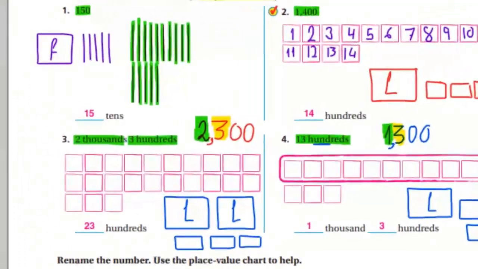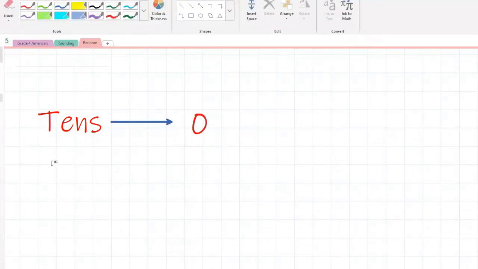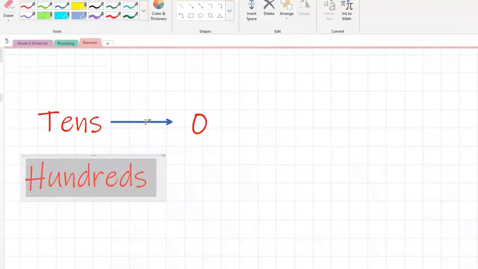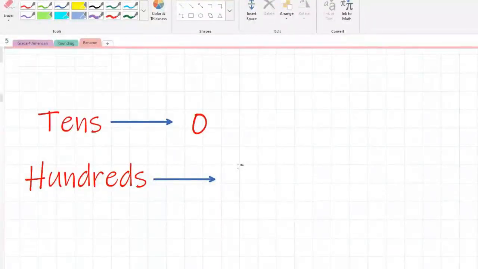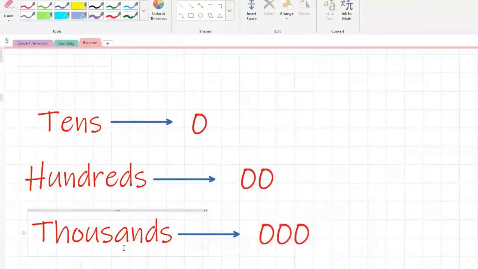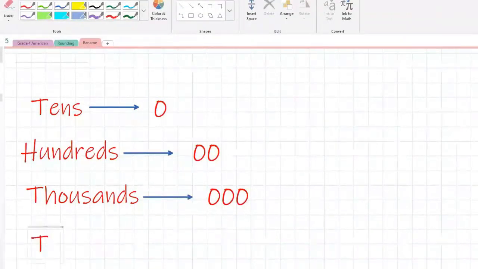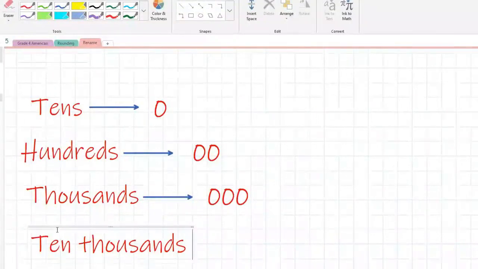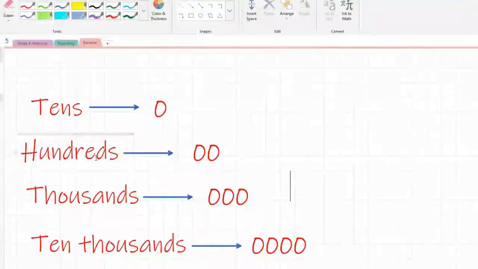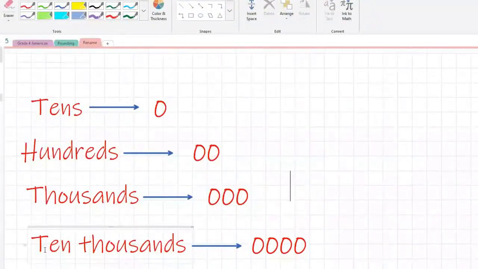It's like a game. If you see tens, write 0. And what about hundreds? We're going to write 2 zeros. What about thousands? Of course, we have 3 zeros. What about 10,000? We're going to write 4 zeros, right? Okay. If you see tens, put 0. If you see hundreds, put 2 zeros. If you see thousands, 3 zeros. If you see 10,000, 4 zeros.